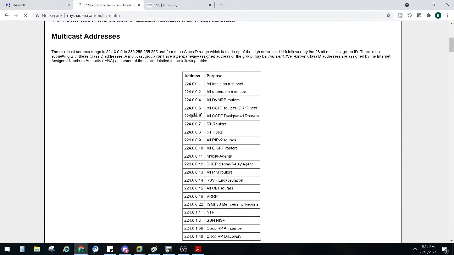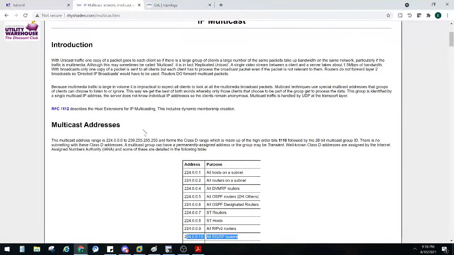So 224.0.0.5 is all OSPF routers. So DR others, right? This is for all OSPF designated routers. That's starting to confuse me now. And then 9 is all RIP routers, and 10 is EIGRP routers. I hope these don't confuse you. This is to send to all DROthers, and this is to send to all designated routers. Now I'm starting to get confused with that. I'll look that up later.